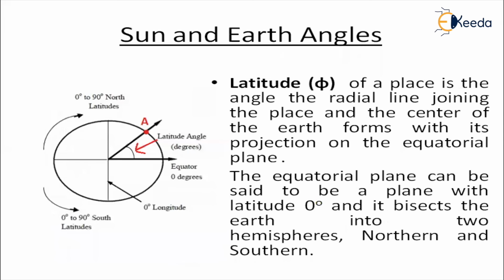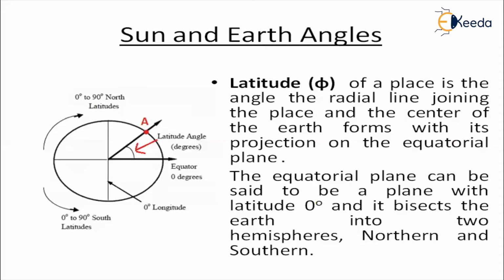Next we will see the Sun and Earth angles. The most important thing is that if we want to know the location of a place like Bombay on the Earth's surface, we denote it by the latitude and the longitude. We want to know the latitude of that place and the longitude of that place. Both are very important to identify the location of that place on the Earth.